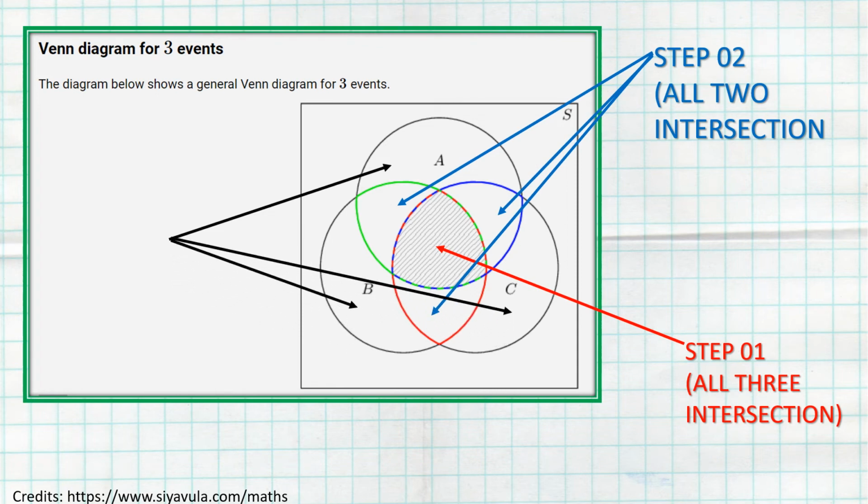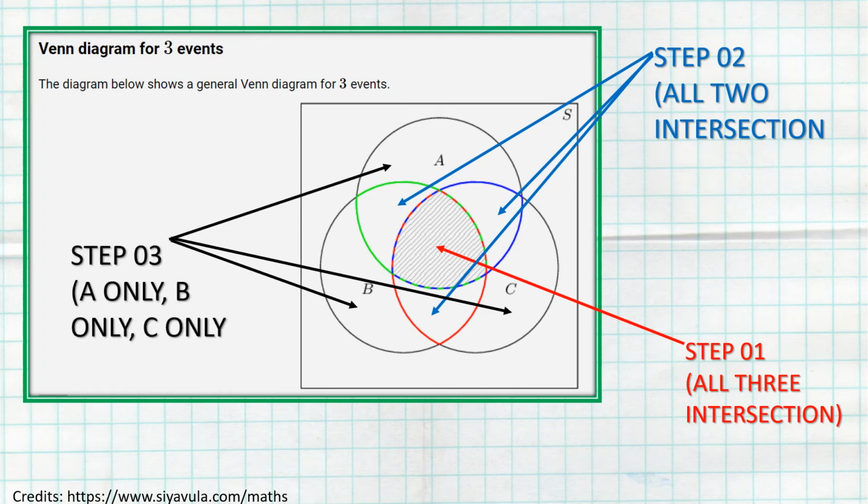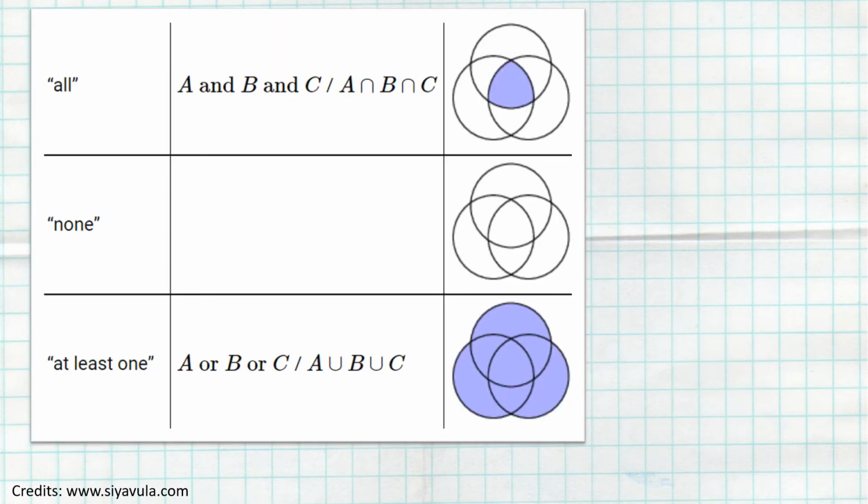Then you focus on those events only: A only, C only, B only. You can start filling those, and that will be your step number 3. So that's basically how you sketch your Venn diagram. And lastly you can go on the outside, and then you complete your Venn diagram.